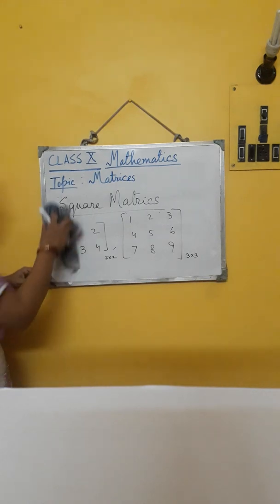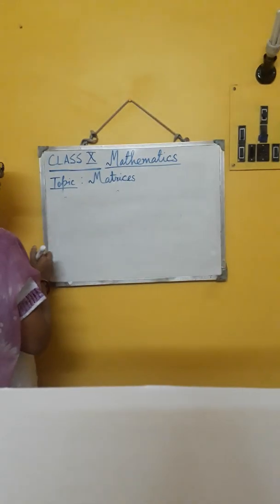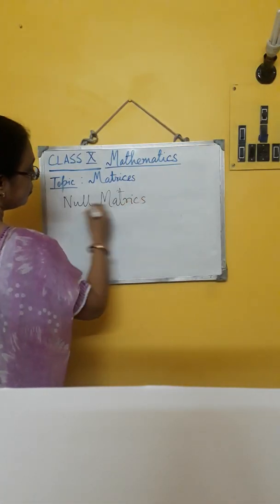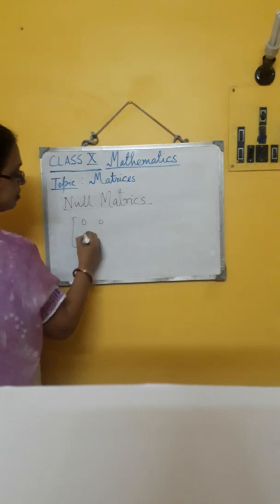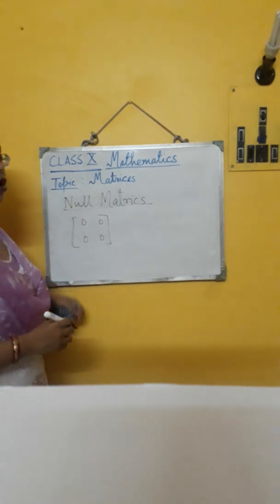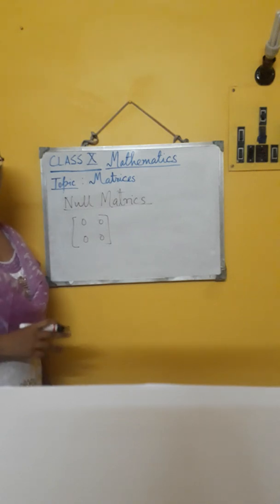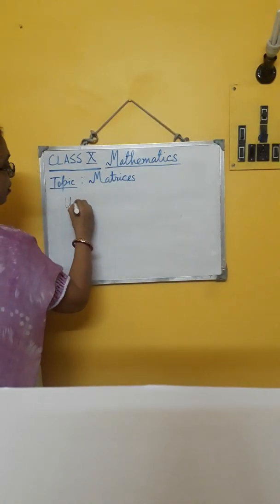Next we are coming to the zero matrix or null matrix. What is a null matrix? It is where all the elements are 0. Every element of this matrix, in all rows and columns, is 0. That is called the null matrix or the zero matrix. Next we are coming to the unit matrix.